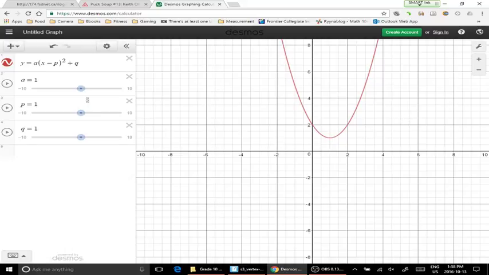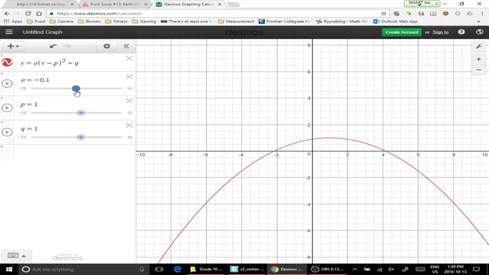So here's the thing. If I change a, we've seen a before. If I make a bigger, what happens to the graph? Narrower or skinnier, okay? So if I increase a, it gets skinnier. We're going to write this down all together in a few minutes. I just want you to watch what's happening up here so you can understand it. If I decrease a, what happens to the graph? It gets wider.